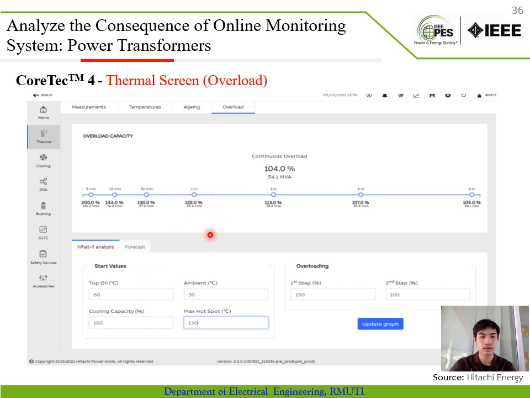On this overload subscreen, you can configure the top oil temperature, ambient temperature, maximum hotspot temperature, and cooling capacity, and set the overload step and update. For example, at 107% overload, we can continue operating the power transformer for 4 hours, but when it exceeds 4 hours, the power transformer will trip for protection, avoiding any failures of the power transformer.